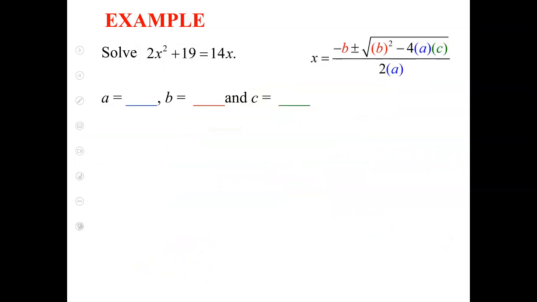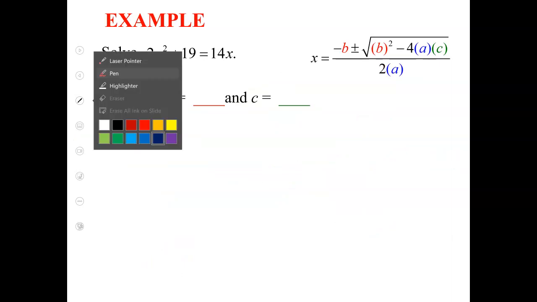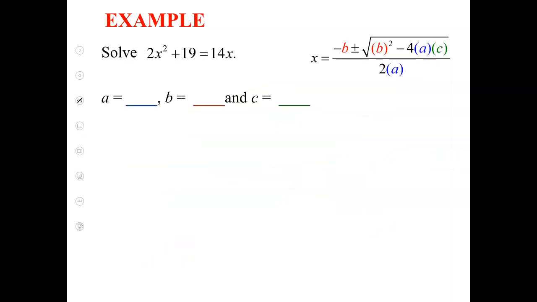All right. Standard form? No. What do I need to do to get it in standard form? Subtract the 14x. So I've got 2x squared minus 14x plus 19 equals 0. I've got some two-digit numbers there, so you may want to keep your calculator handy, or you can do it the long way. What's my value of A? 2. Value of B? Negative 14. Value of C?